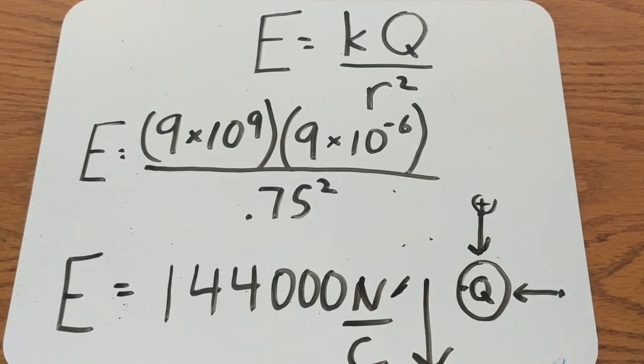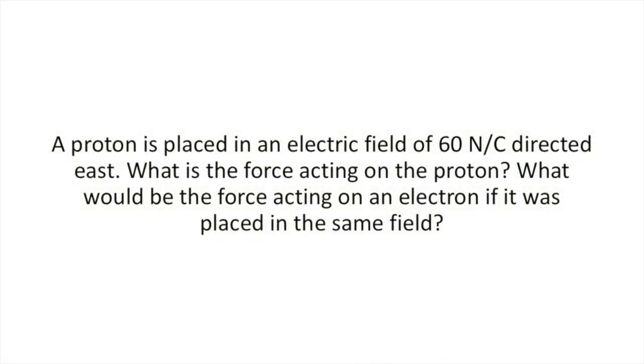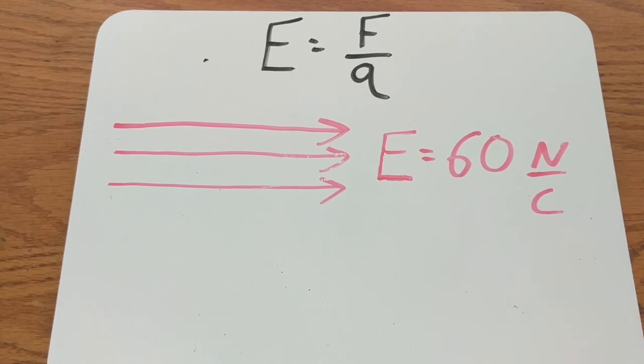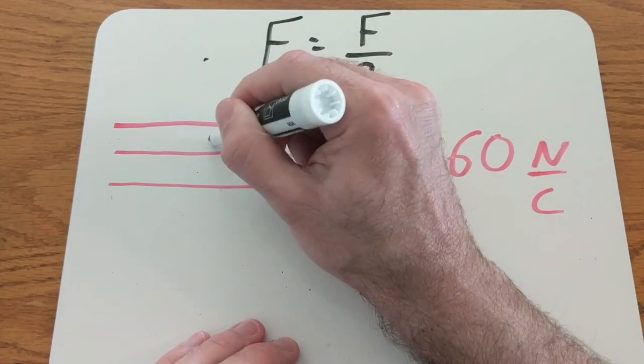All right, now let's move on to our final example and look at how we can use that second equation that we introduced back in the beginning. Once I read this final problem, we notice that we are placing a charge in an electric field. We already have an electric field pointing east, which I've denoted as going to the right, of 60 newtons per coulomb. And they're going to place a little proton in this thing.